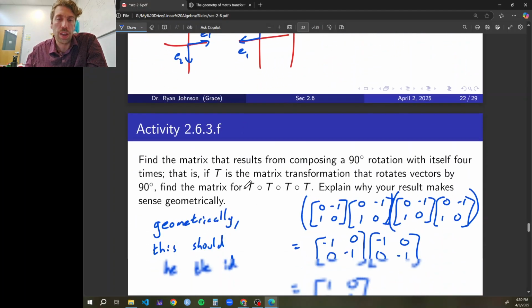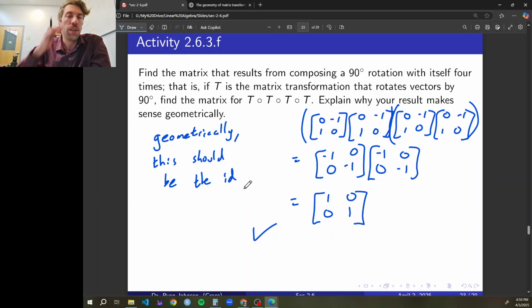Okay, and then part F. Find the matrix that results from composing a 90-degree rotation with itself 4 times. That is, if T is the matrix transformation that rotates vectors by 90 degrees, find the matrix of T composed with T composed with T composed with T. Okay, so explain why the result makes sense geometrically. So geometrically, if you do 90 degrees 4 times, you've gone 360 degrees. And 360 degrees is the same as doing nothing. So then it should be the identity function.